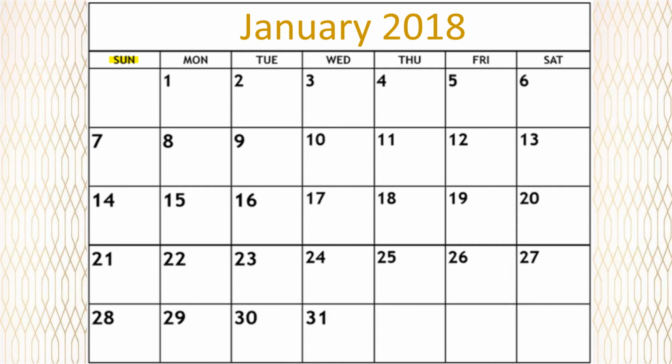Here's the third one. Draw a blue square on the second Sunday in the month. Number 4, draw a purple triangle on Wednesday, January 24th.